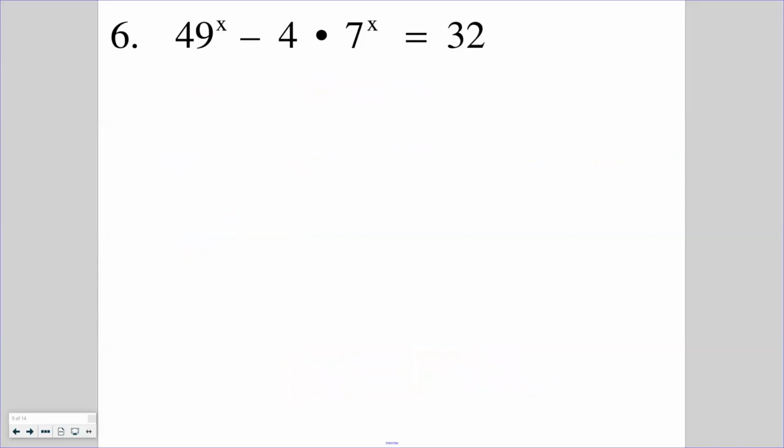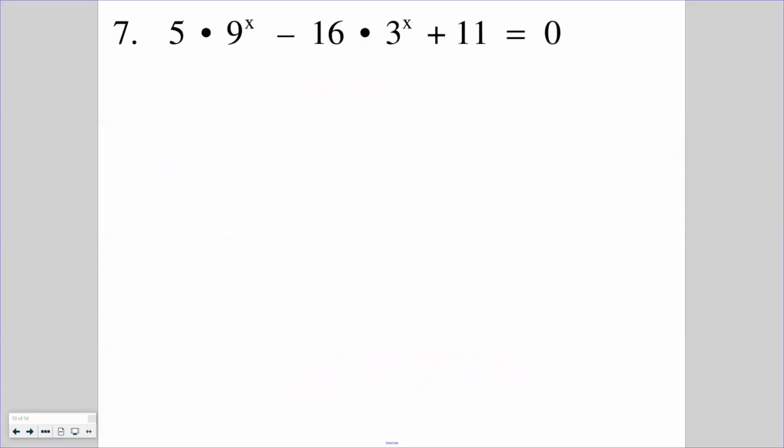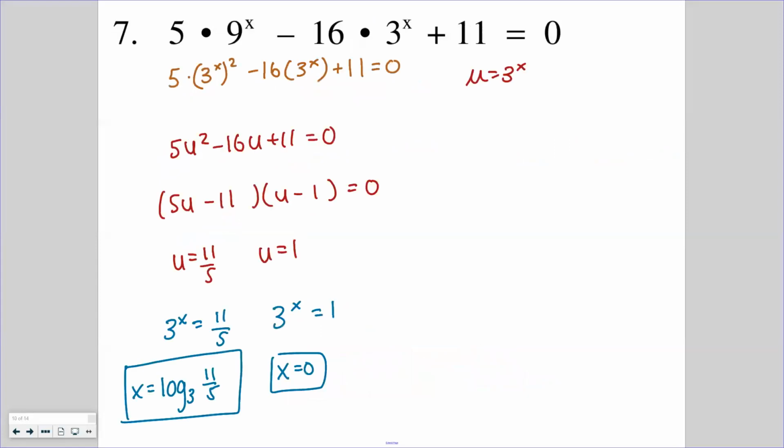Okay, number 7, the tricky part about 7 was the factoring, I think, more than anything. 3 to the power of x is kind of the base there. I did use substitution on this one. So I substituted 3 to the power of x for u. And I get 5u squared minus 16u plus 11 is equal to 0. And then you have to factor. So 5u minus 11 times u minus 1.